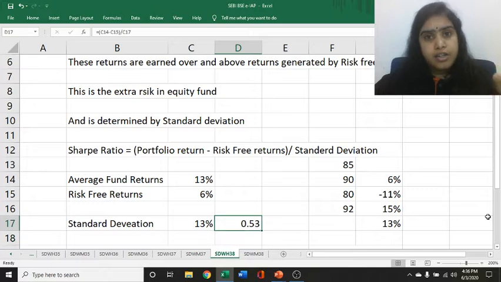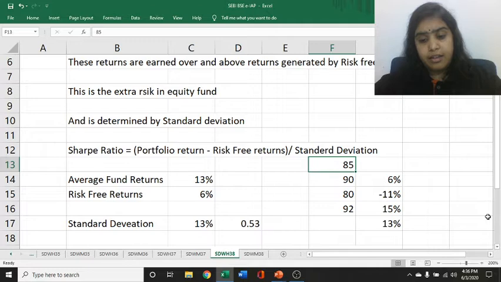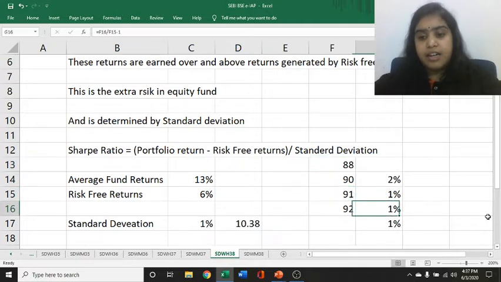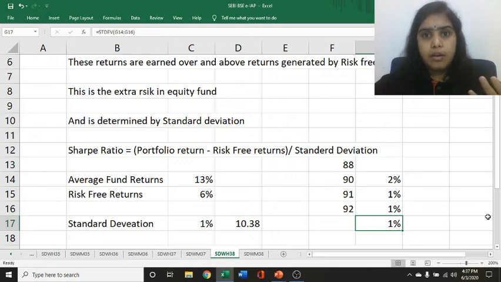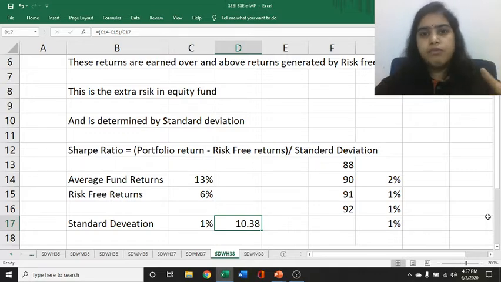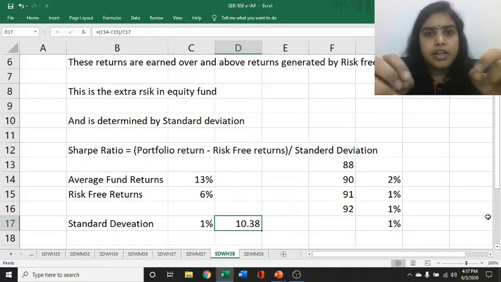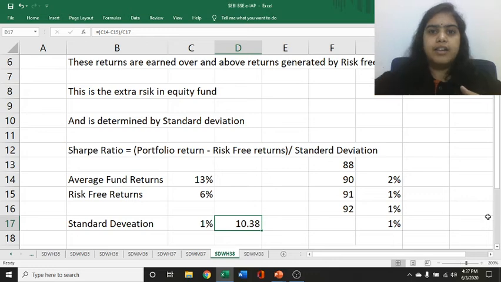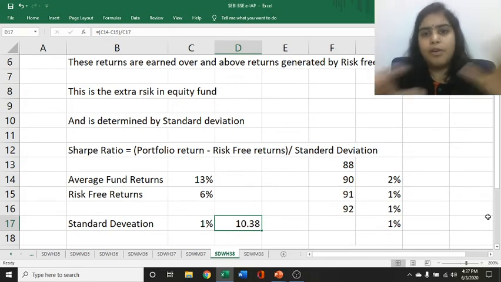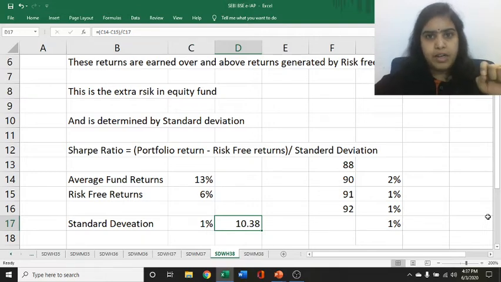As standard deviation is in the denominator, if this number is less, say if this is 88 and this is 91, then standard deviation comes to 1% only. And if the denominator is reducing, the Sharpe ratio is increasing. So anyway, we will always need a fund whose volatility is very low. We don't like that someday it is 80, someday 90, someday 102, someday 75 or whatever. So we don't want funds like that.